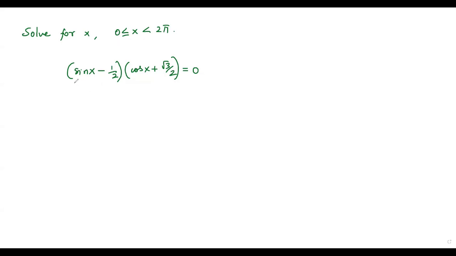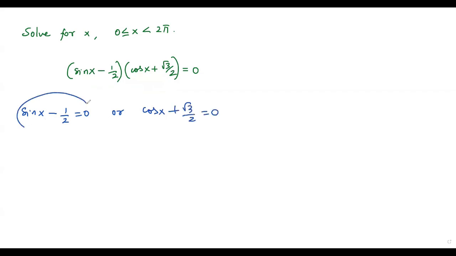Okay, when you look at the given equation over here, the product of two binomials equals 0. Whenever the product of two terms equals 0, either the first term has to be 0 or the second term has to be 0, or both the terms can be 0. Anyways, since the product of the two terms equals 0, either the first term can be 0, that is sin x minus 1 half equals 0, or the second term can be 0, that is cosine x plus square root of 3 over 2 equals 0.